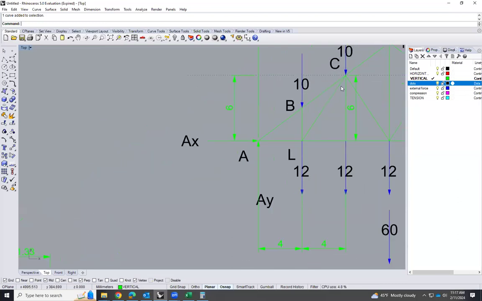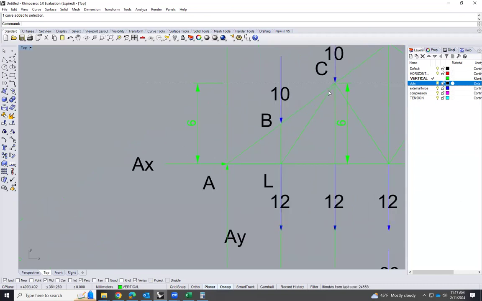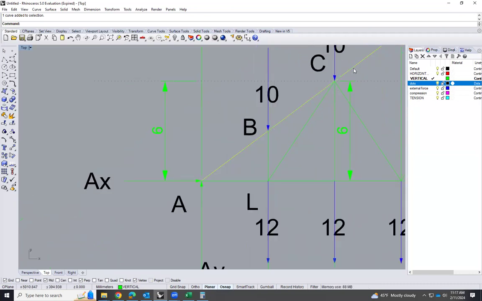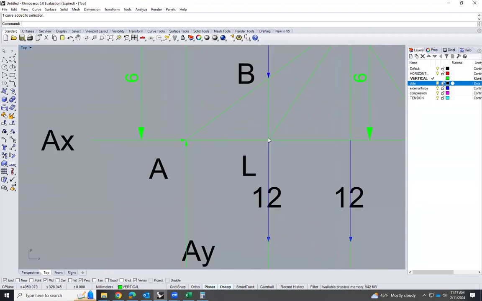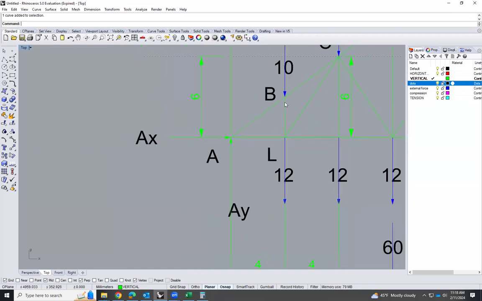Now, the next one would be point L, because I can't go to point C, since at point C we have a lot of unknowns. I don't know this one, I don't know this one, so there are 4 unknowns. So I have to go first to point L, and then when I get point L, I can go here, and when I'm here, I can go in this direction. So at point L, what do I get? I have a force 12 going down. Then I have AL, which I have already calculated, and BL, which I have already calculated. And I have 2 unknowns.